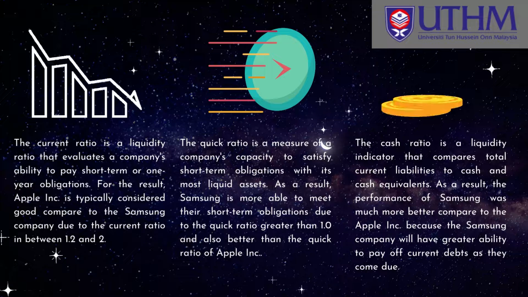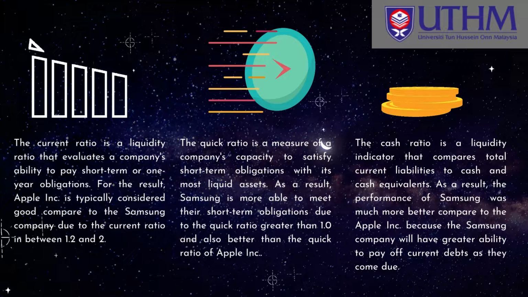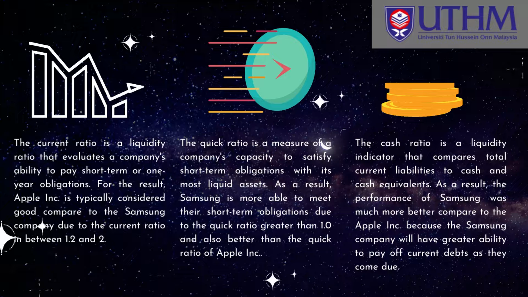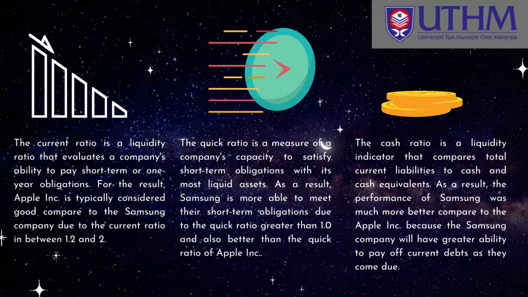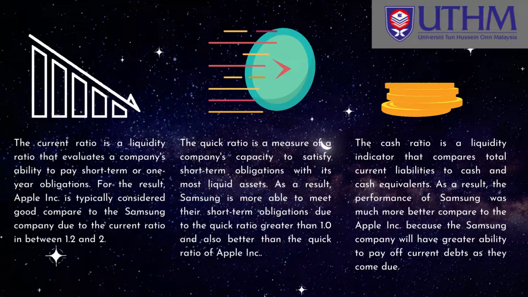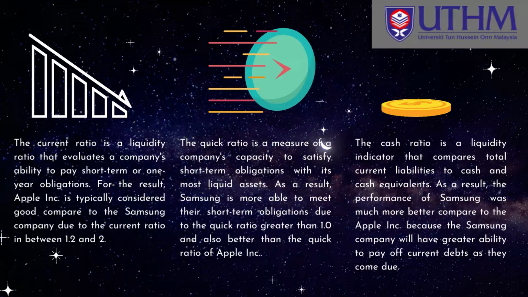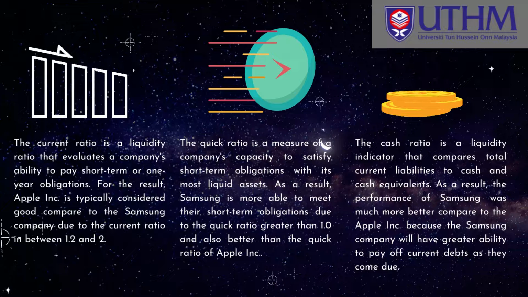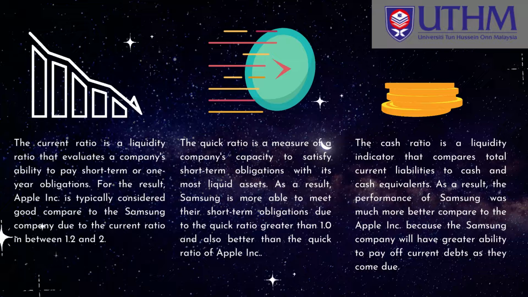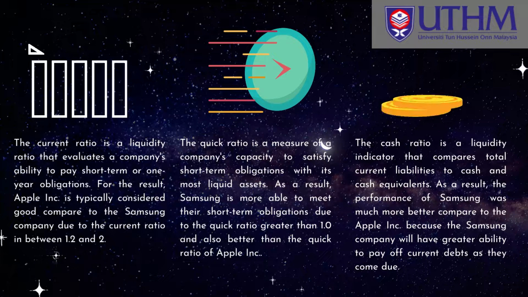For the result, Apple Incorporated is typically considered good compared to the Samsung Company due to the current ratio in between 1.2 and 2. The quick ratio is a measure of a company's capacity to satisfy short-term obligations with its most liquid assets. As a result, Samsung is more able to meet their short-term obligations due to the quick ratio greater than 1.0, and also better than the quick ratio of Apple Incorporated.